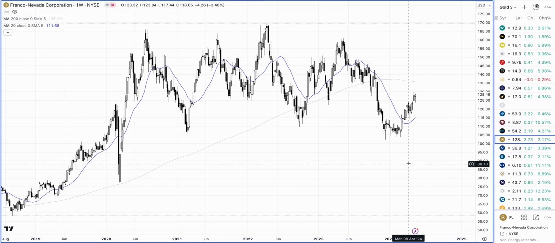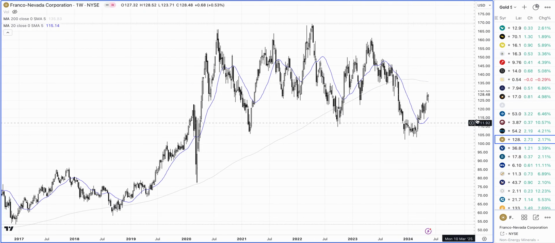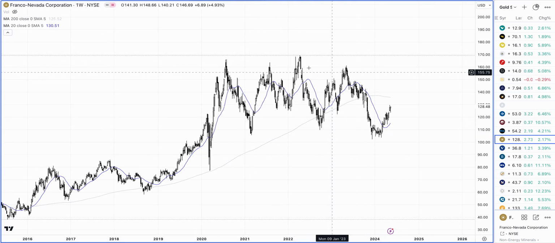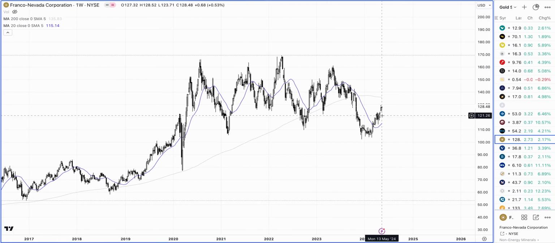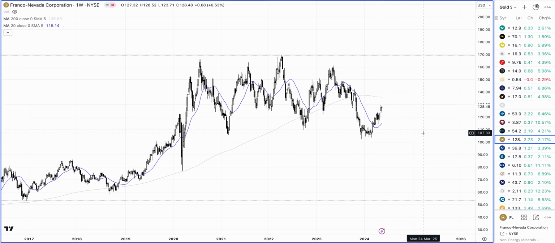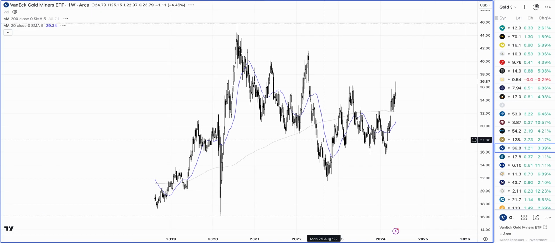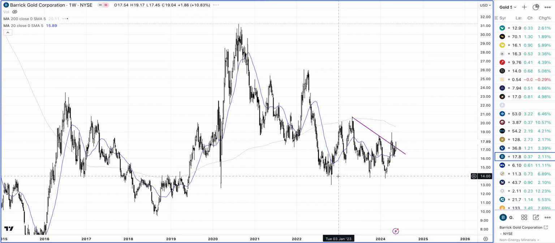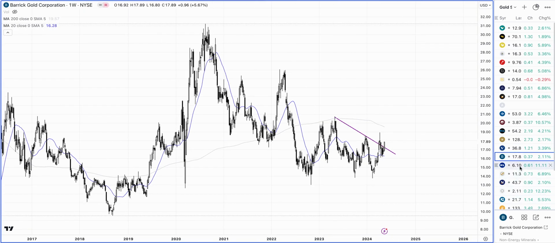Franco Nevada Corporation, I think it's one of those royalty stocks, the one I was talking about in the gold. Big range around here, so this one is not doing as great because on the weekly chart the price is below the 20-week moving average, but above the 200-week moving average. Just a range bound stock. This is the gold miner ETF we have already taken a look at. This is Barrick Gold, we took a look at that.